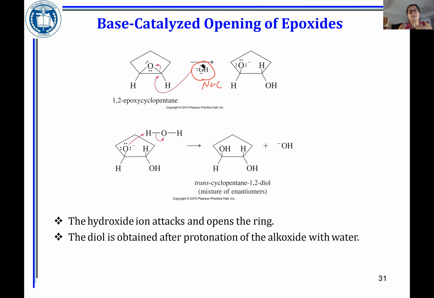And when oxygen leaves, it takes the pair of electrons and you get a negative charge on the oxygen, so you change that to an alkoxide. When it's protonated using water, it's going to form a diol. So hydrolysis, the ring opening of an epoxide, is going to give you a vicinal diol. So you get a formation of a diol.